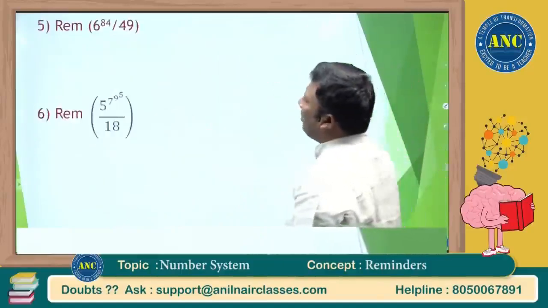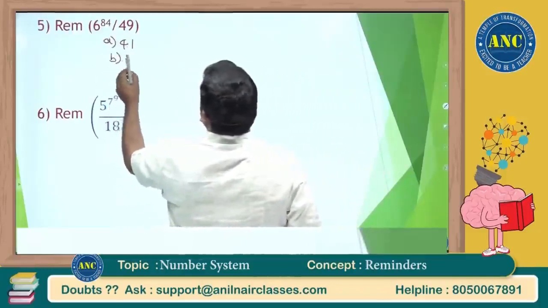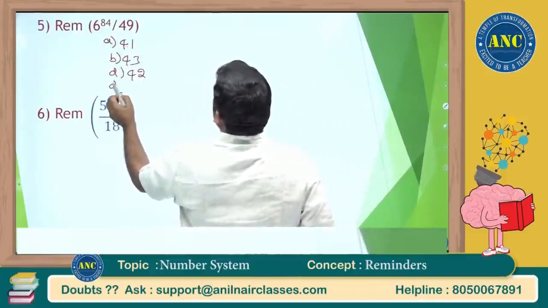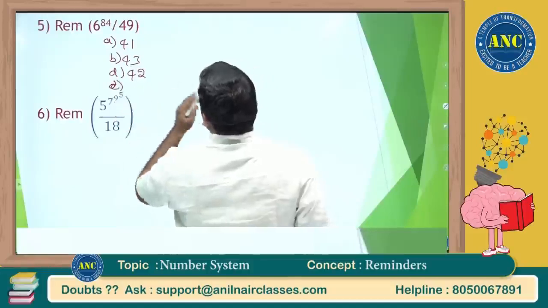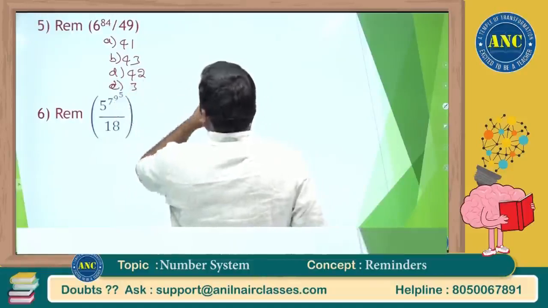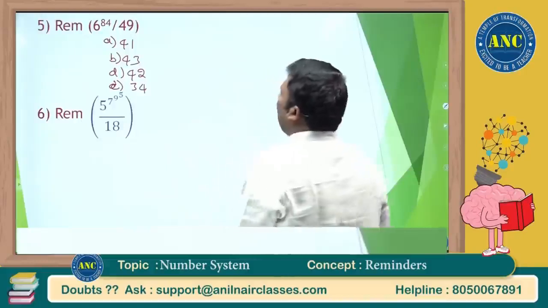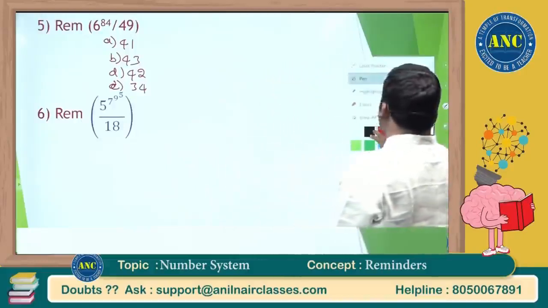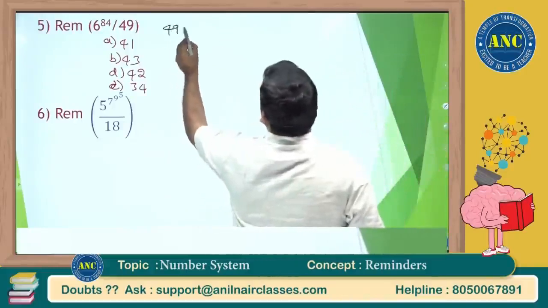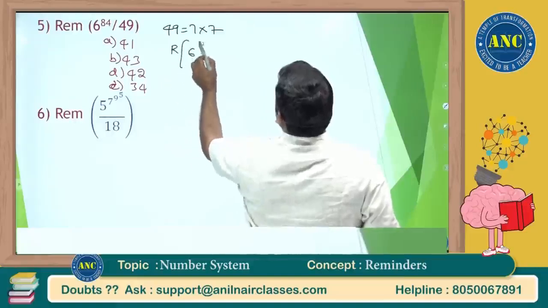You can be a little smart. Suppose the options are like this: 41, 43, 42. If more than one answer option is like this, then probably this method should not be used. For example, if the options are 41, 43, 42, 34, and in a hurry you did it like this, it will still eliminate incorrect answer options.